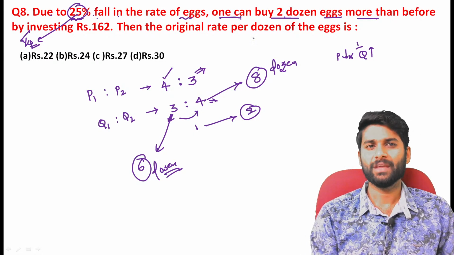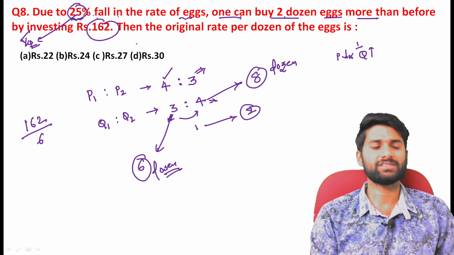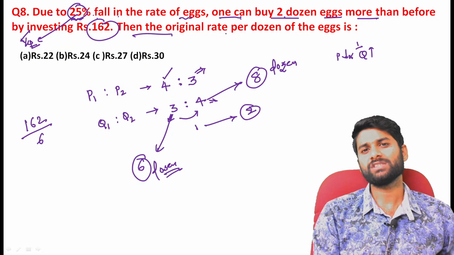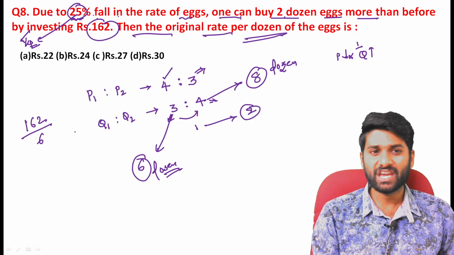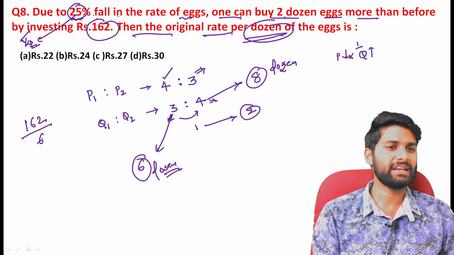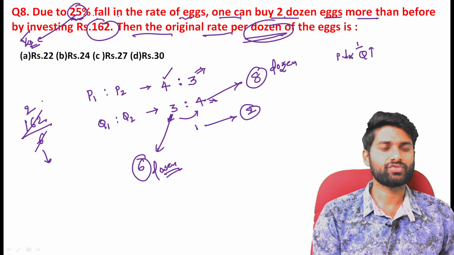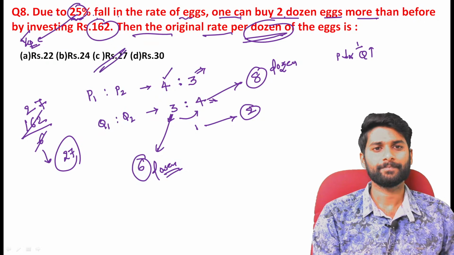Now the question. See, initially how much are they investing? 162 rupees for how many dozens? 6 dozens. So a dozen means 12 eggs. Now what is the original rate per dozen? If the question were related to each egg, you should multiply by 12. But the question is related to the dozen, so directly 162 by 6. Now see. 6 1s are 6, 6 2s are 12, and 6 7s are 42. Now the answer becomes 27. So that is the answer.